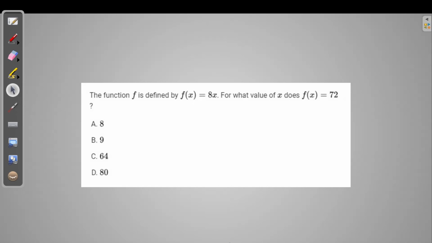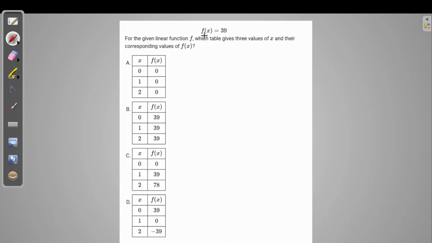Now for the medium problem, it gives us that f of x is equal to 39, and it asks, for the given linear function f, which table gives three values of x and their corresponding values of f of x? Here, if f of x is equal to 39, no matter what x is, f of x is always going to be 39, and that's why it's b, because all these values are just 39, and all the other ones are wrong.